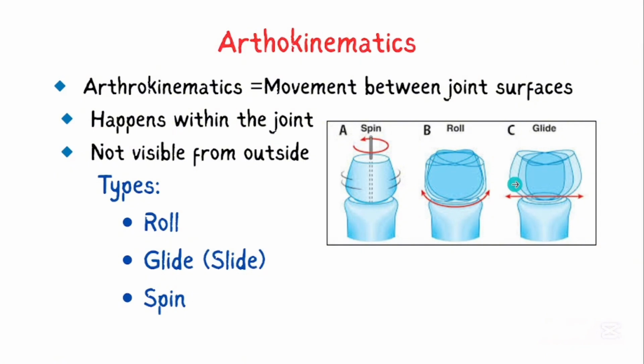So, what is arthrokinematics? Arthrokinematics is defined as the movements that happen between joint surfaces. Just think of the internal joint mechanics, that is, how the bones move against each other at the joint level. There are basically three primary types of arthrokinematics. Let's look at them one by one.